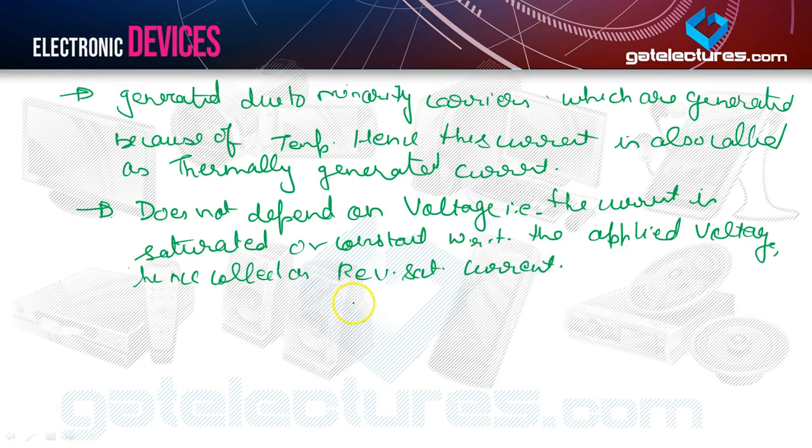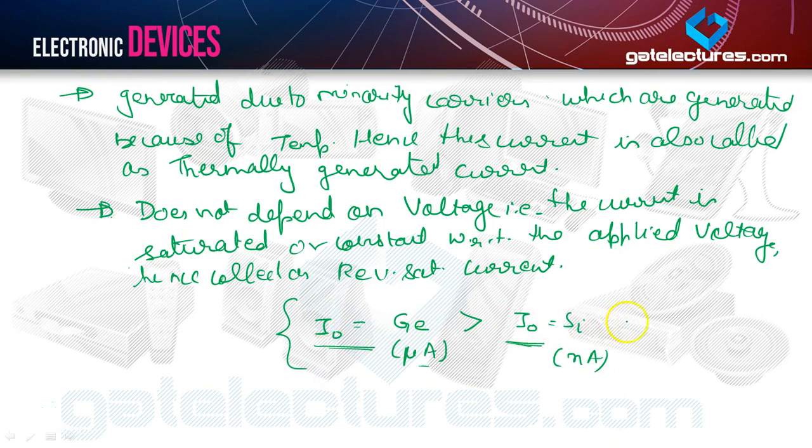Okay, so if we compare the values of the reverse saturation current in germanium and silicon, it's important to note down that germanium is more unstable than silicon, which means that I naught in germanium is greater than I naught in silicon. Reverse saturation current in germanium is greater than I naught in silicon. In germanium, the unit of reverse saturation current is in microamperes, and it is in nanoamperes in silicon.